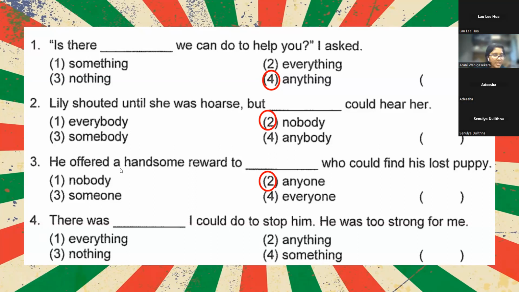Does anyone have any idea? So if you use the word, he offered a handsome reward to nobody, so who could find his lost puppy? Basically, why would he reward someone who wouldn't be able to find his puppy, right? So you can't use the word nobody. So the answer should be anyone.